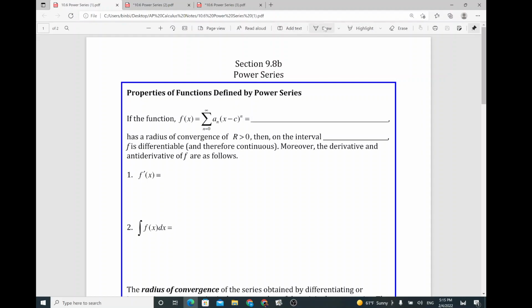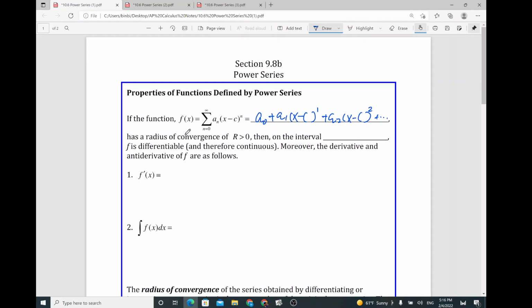This is written starting with a sub 0 times x minus c to the power of 0, which is 1. So just a sub 0 for the first term, plus a sub 1 times x minus c to the first power, plus a sub 2 times x minus c to the power of 2, plus and so on.